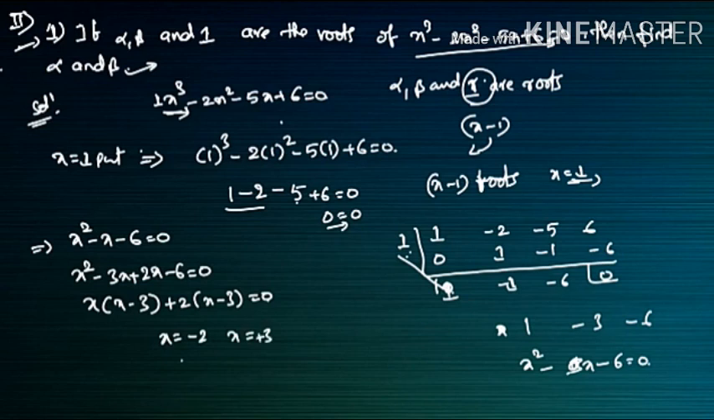Now alpha is equal to 3 and beta is equal to minus 2, and the remaining root is 1. So these are all the roots of the given equation.